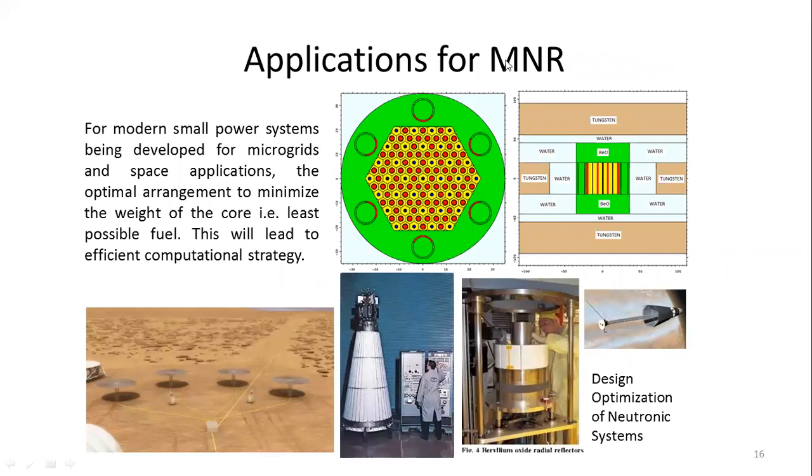A very interesting application is for a micronuclear reactor, for modern small power systems being developed for microgrids and for space applications. Now, this is a picture which shows you what could come in the next 5 years. Westinghouse, for example, is developing the Evinci micronuclear reactor, which could go on a trailer. You could transport it to any location that you would like to provide electricity to. So these are very safe, futuristic systems, not too distant in the future, maybe in the next 2-3 years. NewScale is another company which is successful in this area.